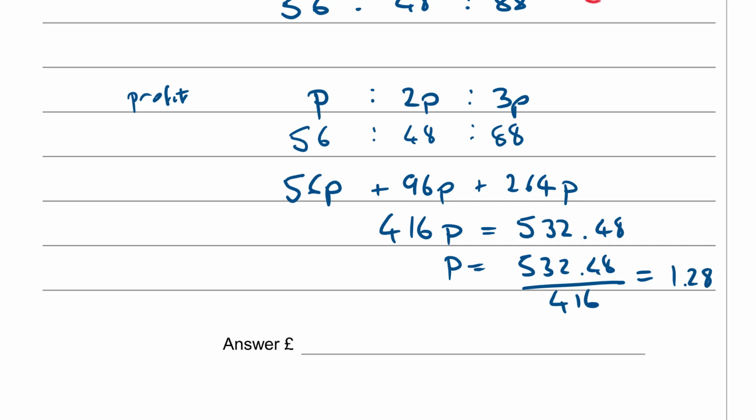So that means that the profit on one small cake was £1.28, and obviously then on a medium cake it was twice that, and on a large cake it was 3 times that. But we only needed to work out the profit on a small cake, which we have done.